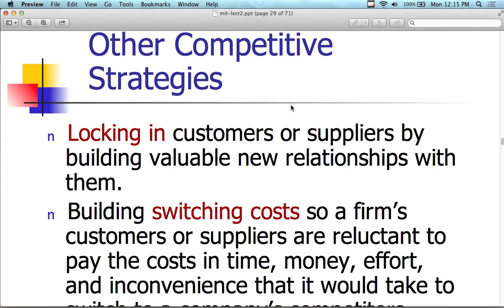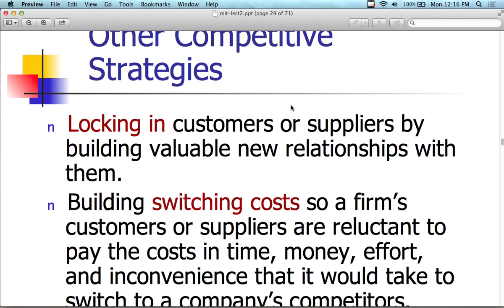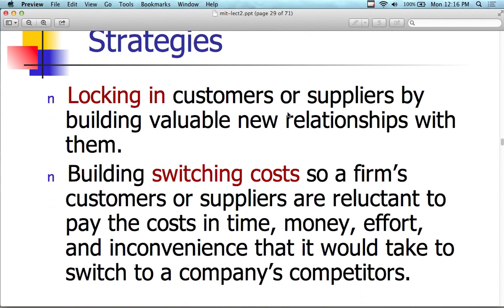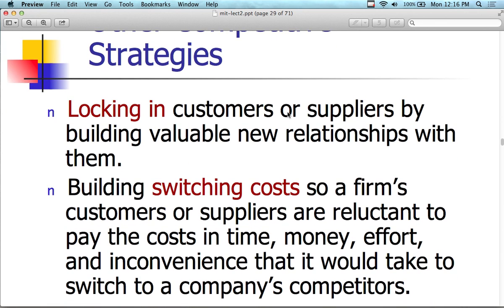However, some nonprofits also have outcomes that are not associated with revenue, obviously. So other competitive strategies that I've not talked about yet is the lock-in strategy, as an example. Customers and our suppliers, building valuable new relationships with them and locking them in. That's the 2-year contract. That's the early cancellation fees.